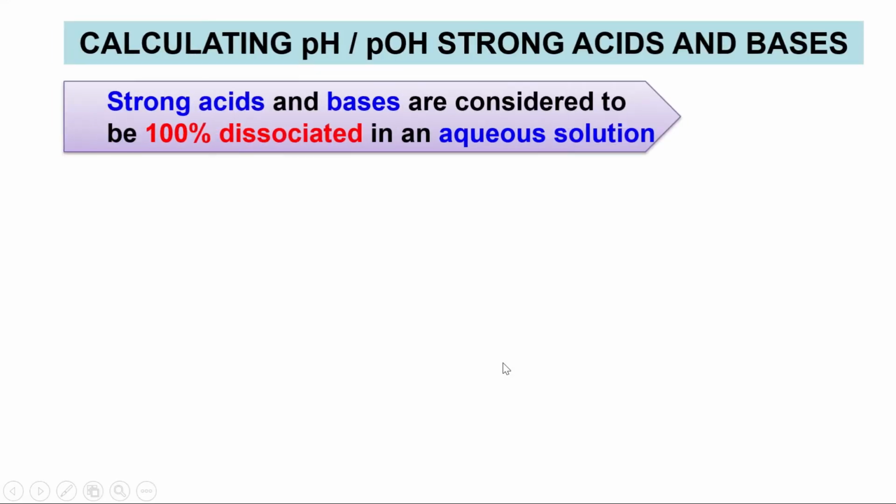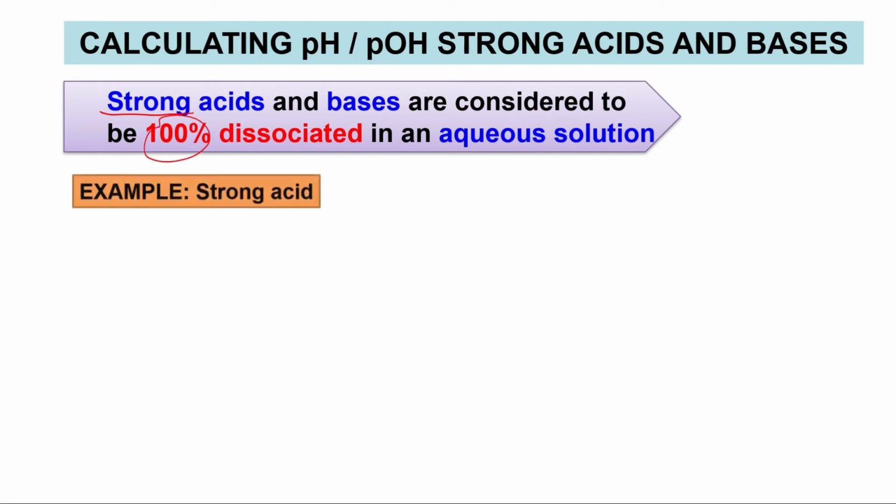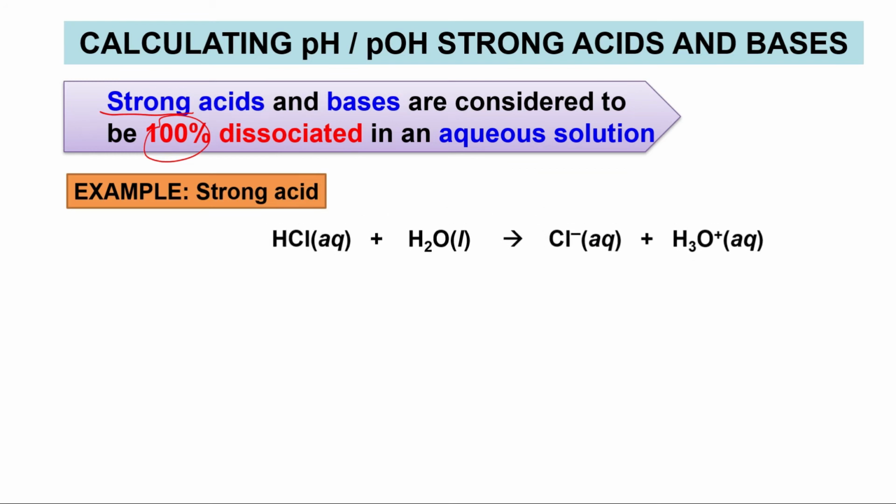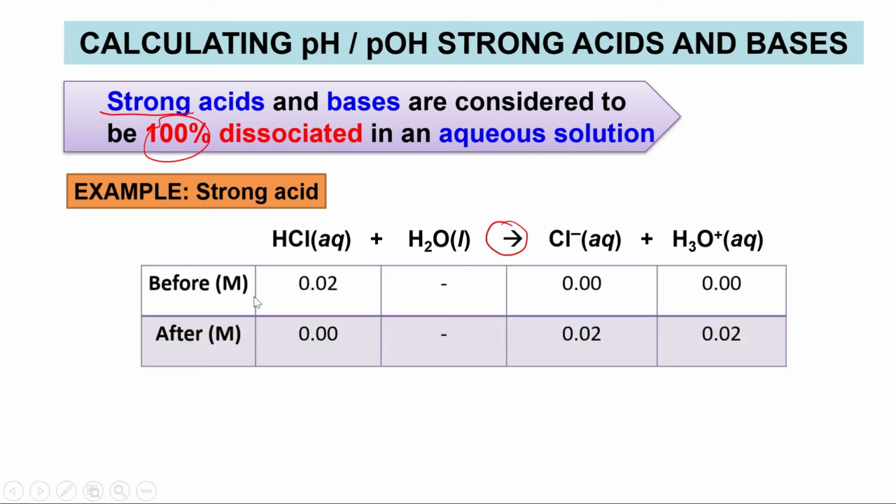So, strong acids and bases are considered to be 100% dissociated in an aqueous solution. Remember that, right? For example, we have here a strong acid, HCl. When dissociated in water, it is going to be dissociated completely. So initially we have 0.02 molar HCl. From this dissociation equation, we can see that 1 mole of HCl produces 1 mole of H3O+ ions.